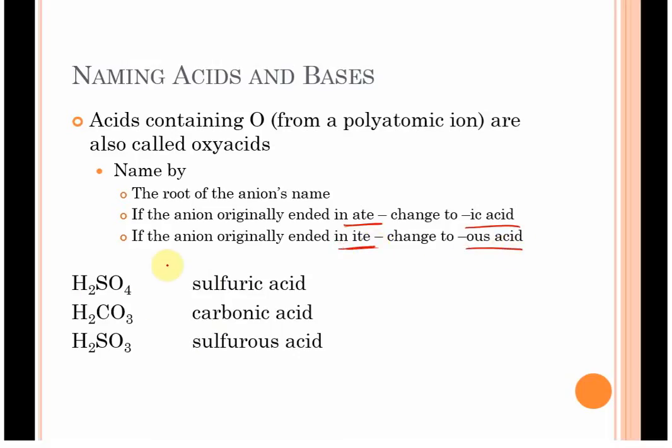So H2SO4. SO4 is sulfate. So there's oxygen, no hydro. Sulfate becomes sulfuric acid. Carbonate is going to become carbonic acid. Sulfite, the sulfite ion, is going to make this sulfurous acid.